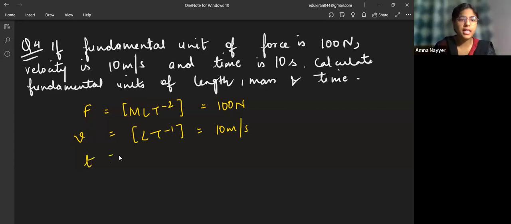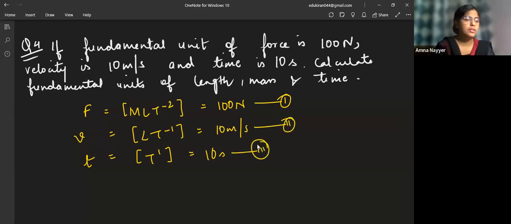And lastly, we have time. Time is T to the power 1. This is given as 10 seconds. So these values we have. Now see, we have to substitute. You have three equations. You have three variables. One thing that we can do, we can substitute the value of 1 second from here. See, these are three equations. First, second and third equations we have. So we can put 3 in 2.